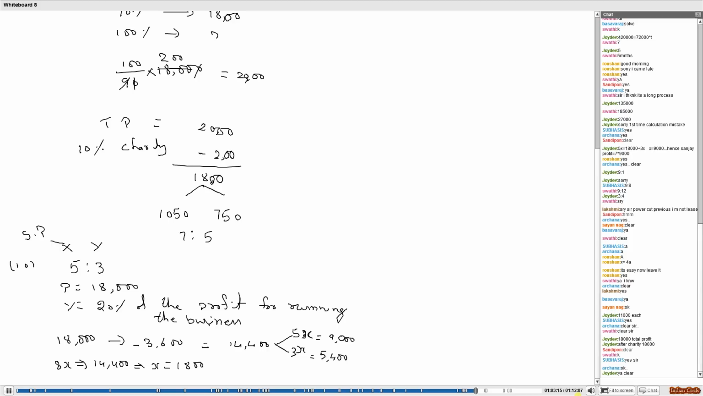But about Y, I am writing here. 5,400 is the profit, plus 20% of the profit for running the business, that is 3,600, is equal to 9,000 rupees. So Y will get 9,000 rupees and X will get 9,000. But the thing is, actually the ratio is different. But Y, for running the business, is getting 20% of the profit. Is it clear?